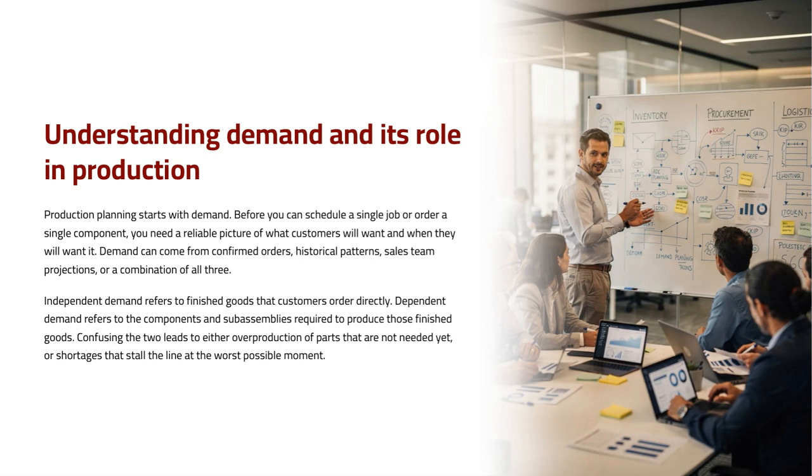It's also crucial to distinguish between independent demand, which is a demand for finished products directly ordered by customers, and dependent demand, the need for the parts and sub-assemblies that go into those finished goods. Mixing these up can cause serious issues, either making too many parts too early or facing shortages that disrupt production at exactly the wrong time. Getting this balance right is key to efficient and responsive production planning.